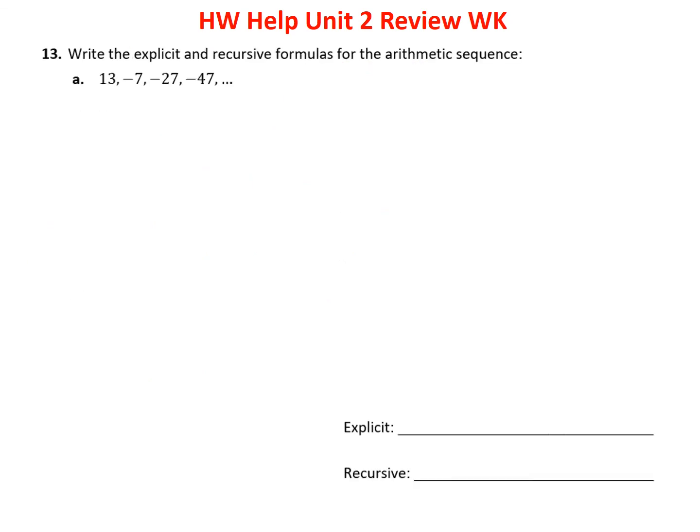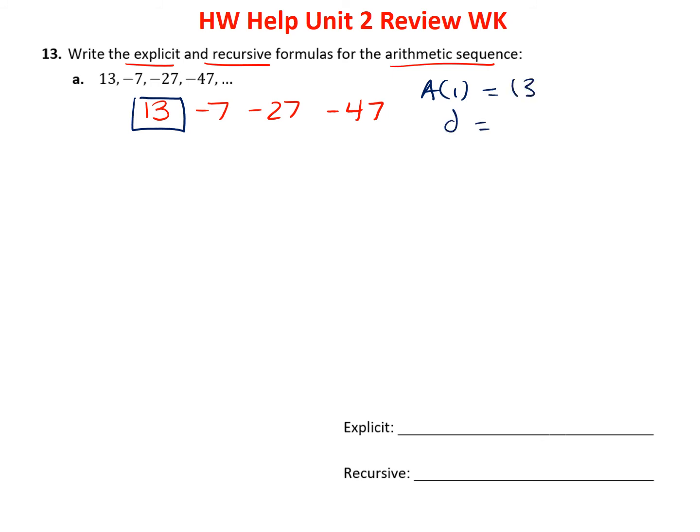Number 13 asks us to write the explicit and the recursive formulas for the arithmetic sequence. If it's an arithmetic sequence, it means it has a common difference between the terms. So if I want to write the formula, there's only two things I need to know. The first is the first term: a of 1 means the first term, and the first term is 13. The next thing I need to know is the common difference. We'll write that as d.